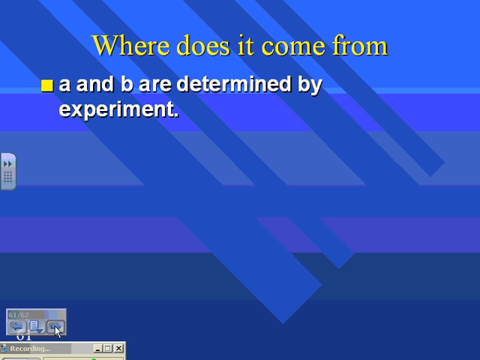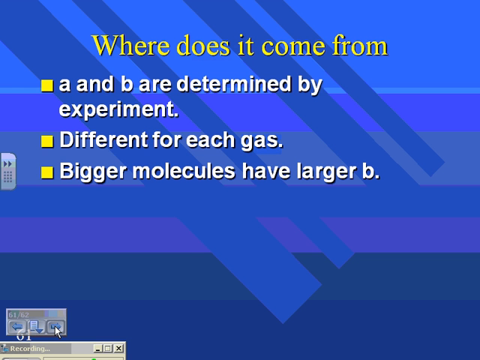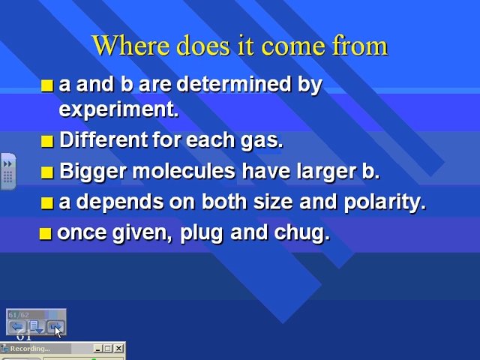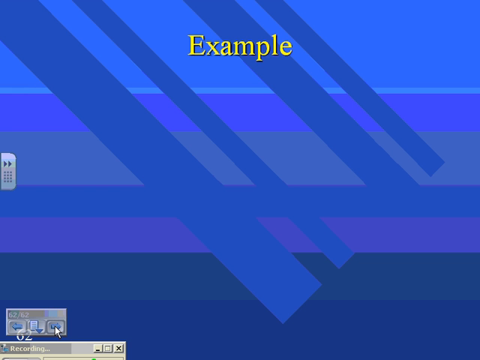So A and B are both determined by experiment. Those are variables that have to be given to you on your take-home test. You see that I gave you variables A and B. It's different for every gas, so again, they always have to be given to you. So the larger the molecules, the larger the value of B. And A depends on both size and polarity. So once you're given them, you have to rearrange to solve for the variables. It's a giant algebra problem, essentially.